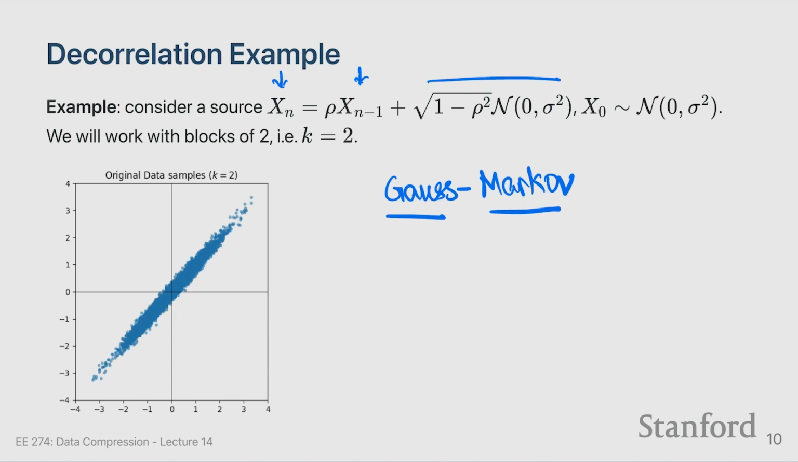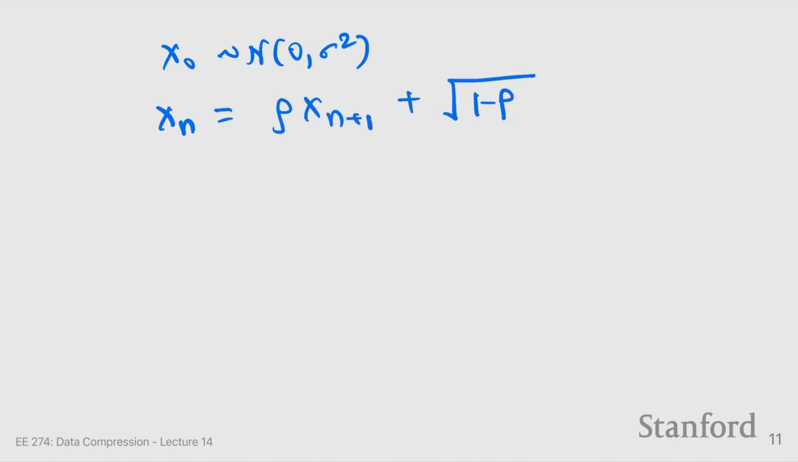Okay, so let's get started. First, let's just work out the distribution of this source, right? My x_0 is normal 0 comma sigma square. And then my x_n is just rho x_{n-1} plus square root of 1 minus rho square times normal 0 comma sigma square.